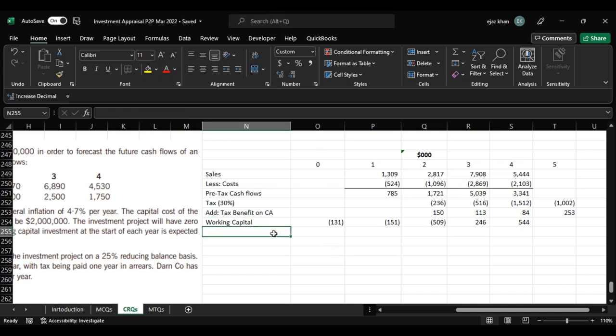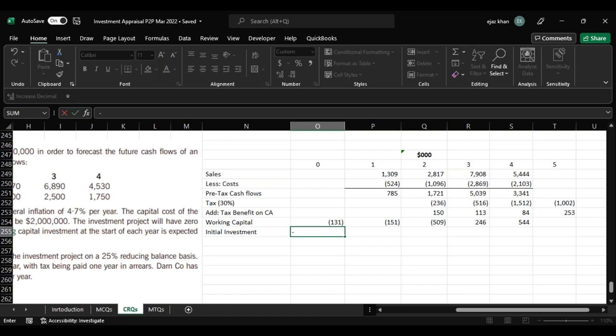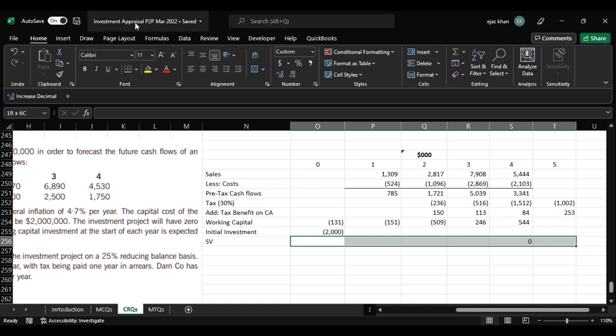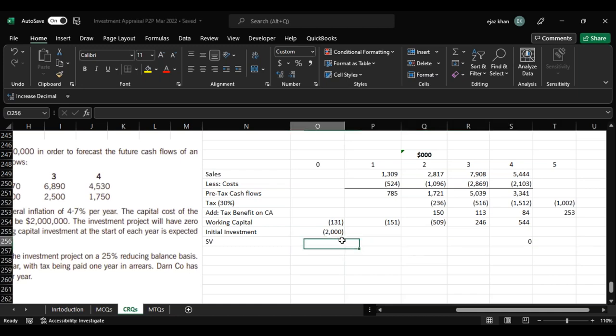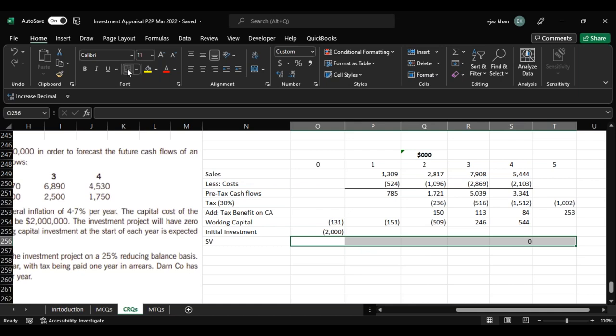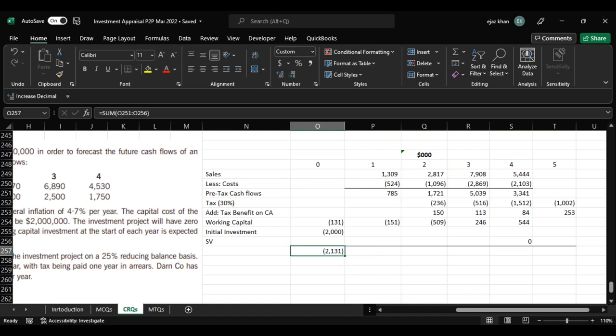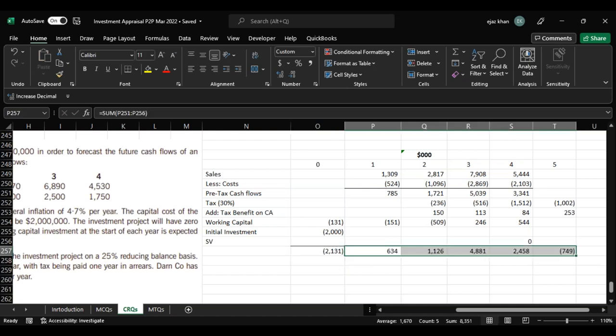Okay, so we're done with working capital. Now it's time to adjust initial investment, which is $2 million. And we don't have any scrap value, so let us write zero instead. And we do not have any other cash flows left. So we'll just net off all the cash flows. So these are our net cash flows.